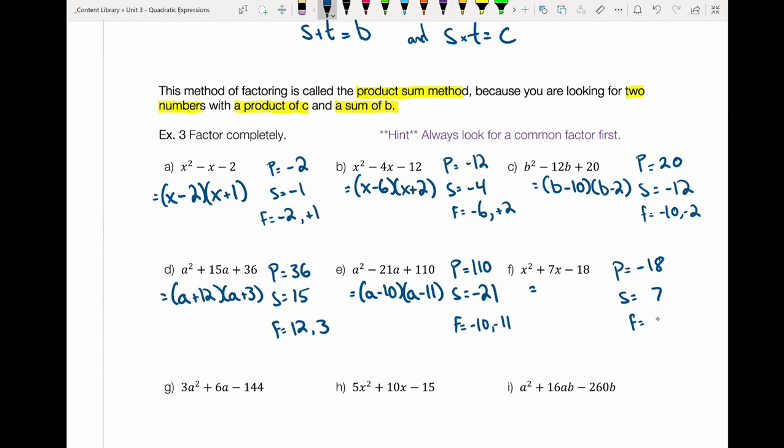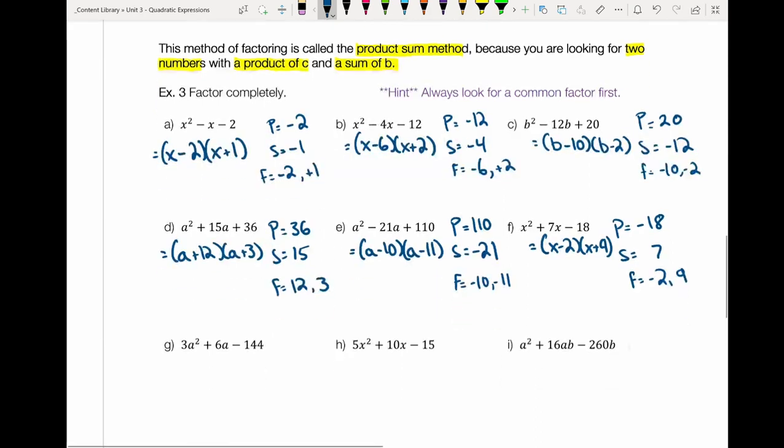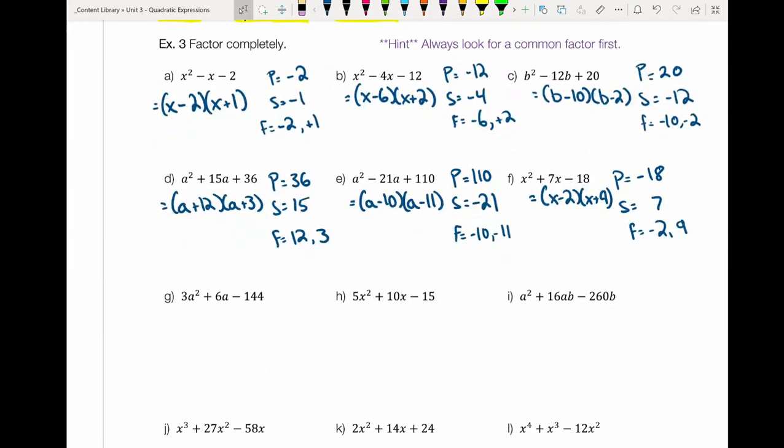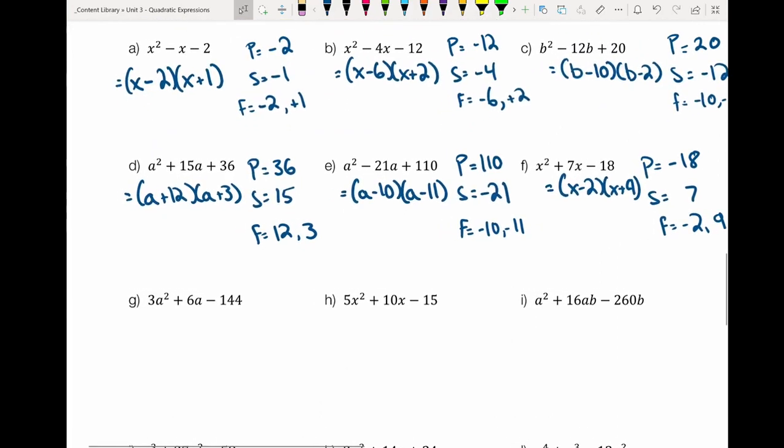So in this case, we have negative 2 and positive 9. One positive, one negative number, the positive number is larger. So we should have x minus 2, x plus 9. So again, just some things to help us predict or help us start thinking about what numbers we're going to be looking for.